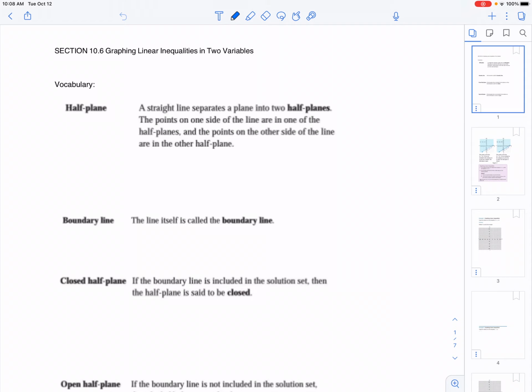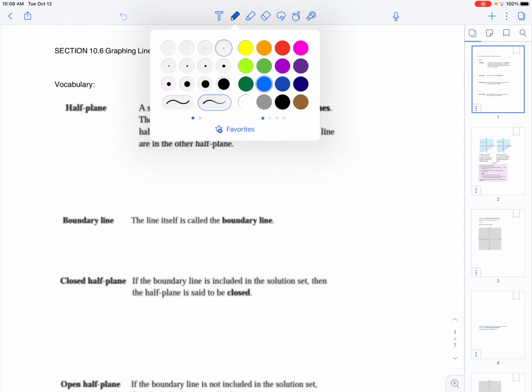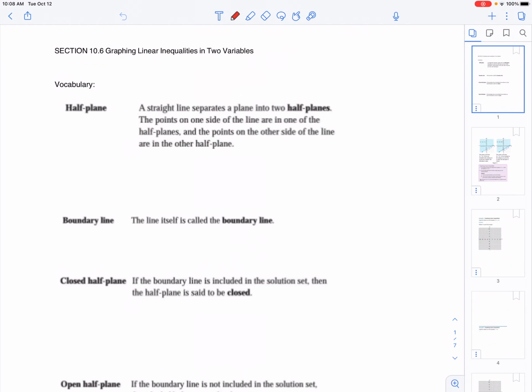I am going to be working today in section 10.6, graphing linear inequalities in two variables. And there are some important vocabulary words here that I wanted to be sure to talk to you about. The first one is half plane.